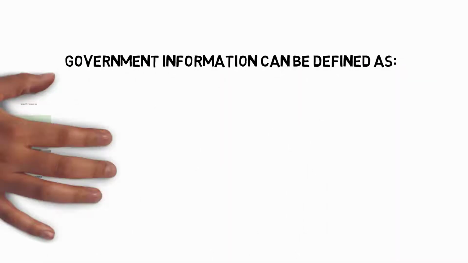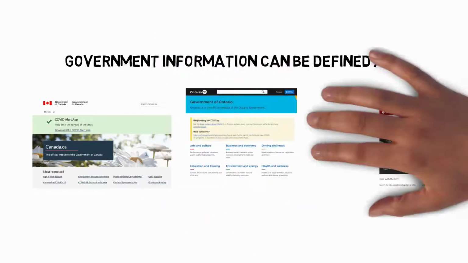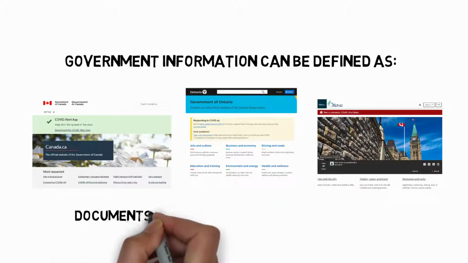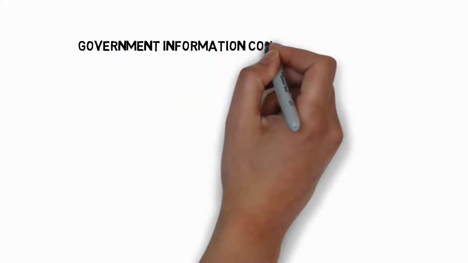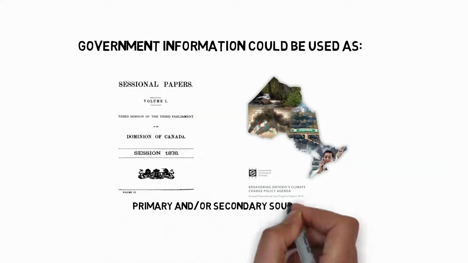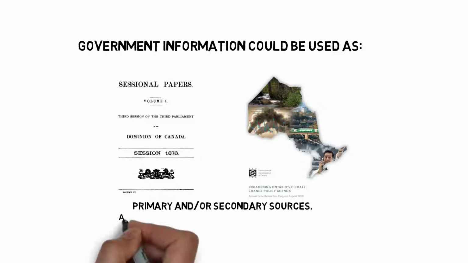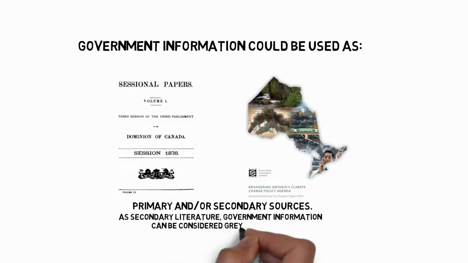Government information can be defined as documents and/or publications that are produced at any level of government. And government information can be used as a primary and/or secondary source. As secondary literature, government information can be considered gray literature, that is, information published in formats not controlled by commercial publishing.